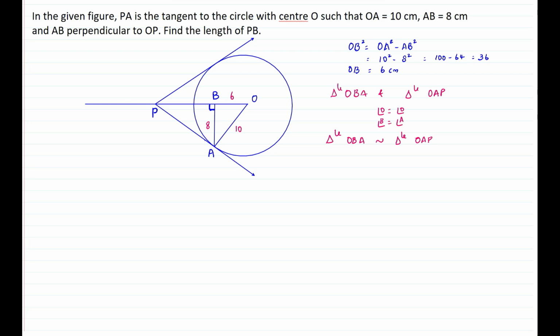Okay. To make it simpler, let me draw these diagrams here. So one triangle is here. This is PAO, and the other one is here, OBA. So I already told you angle O is equal to angle O, and angle B in this triangle is equal to angle A in this triangle. That's why the two triangles are similar by AA criteria. Okay, next is writing the ratios.